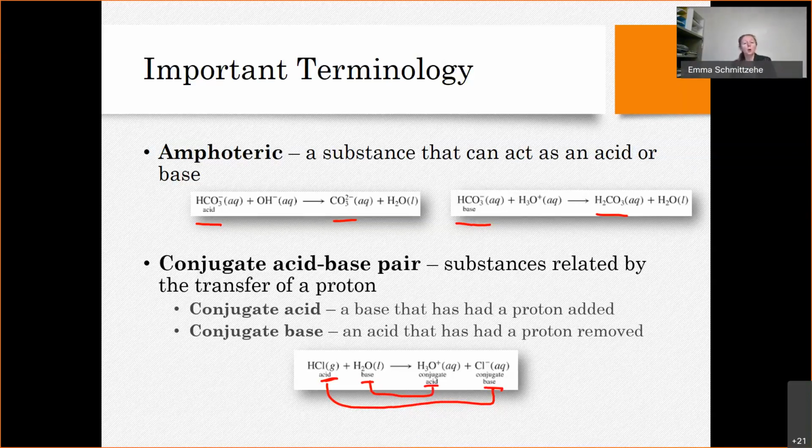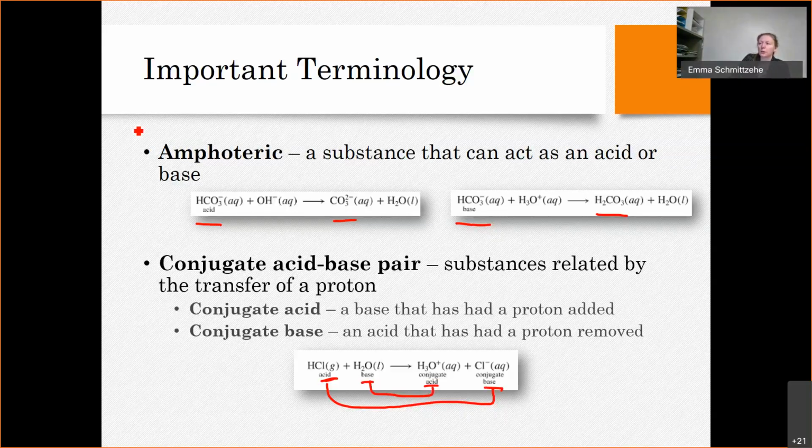So the H2O is the original substance, and since it's picking up an H plus, it's acting as a base, and the thing that now has that extra H plus is called the conjugate acid, because now that substance could actually donate the proton. Okay, we can also look at those reactions above.